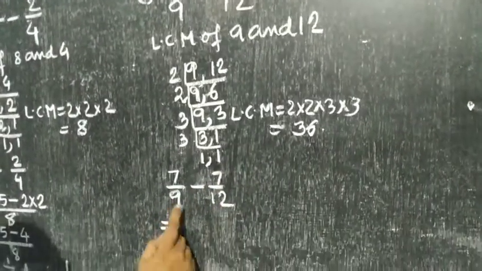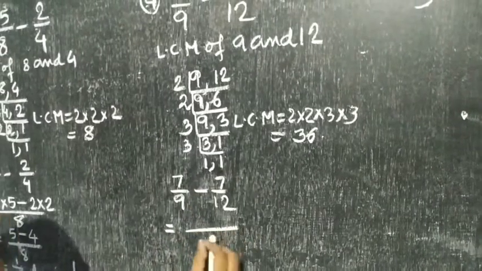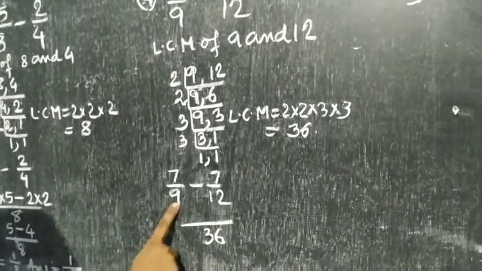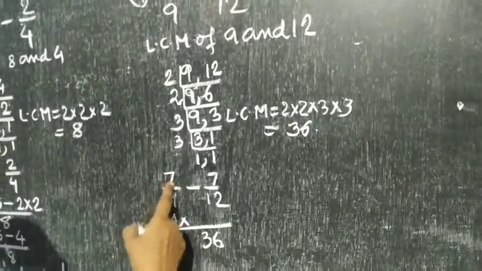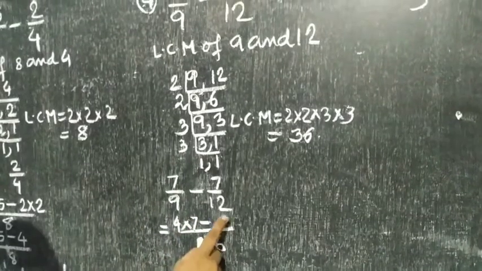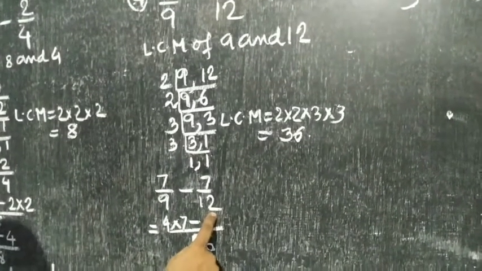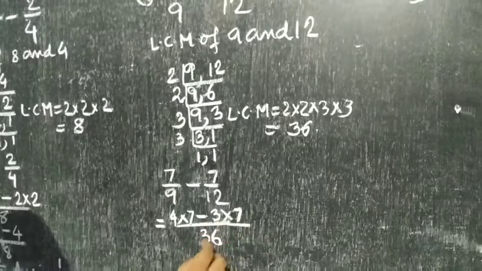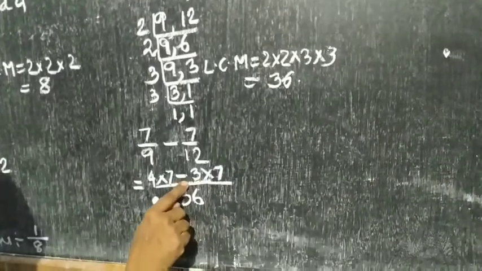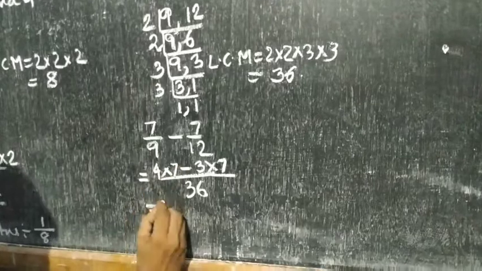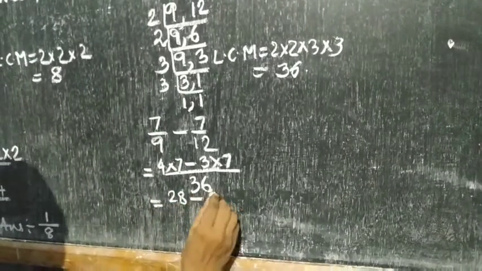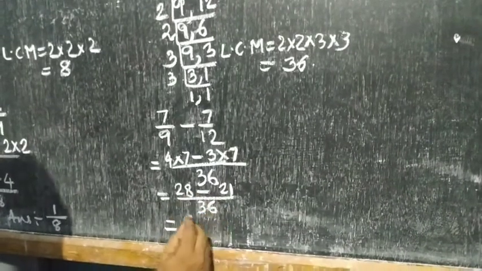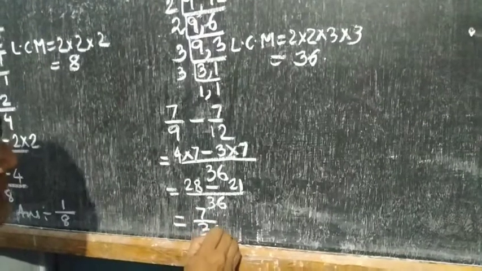So now children, again you write the sum 7 by 9 minus 7 by 12. So what is the LCM of 9 and 12? 36. So in the denominator you write 36. Now 36 divided by 9, how much? 4. So 4 into 7 minus 36 divided by 12, how much? 3. So 3 into 7. Just like addition, only you have to put here minus. 7 4s are 28 minus 7 3s are 21 by 36. That means 28 minus 21, 7 by 36.